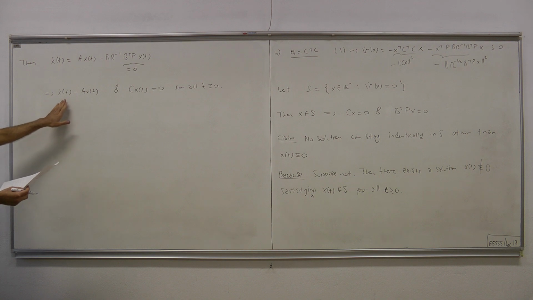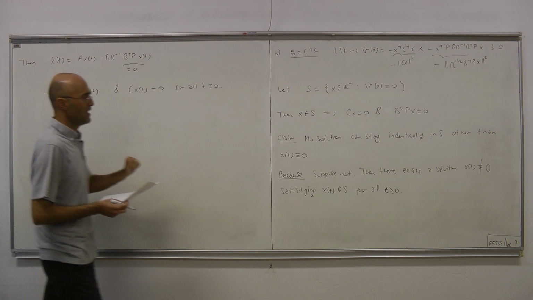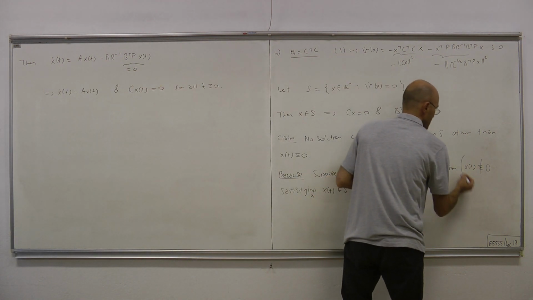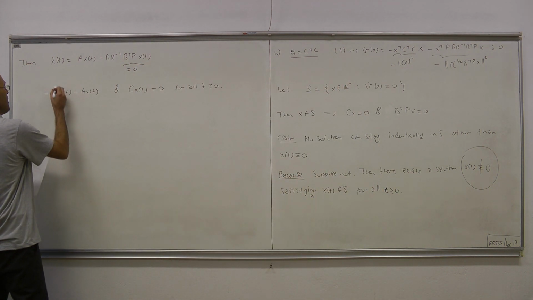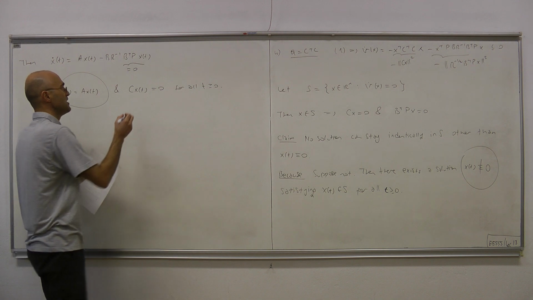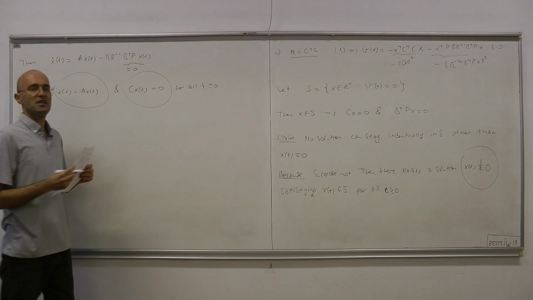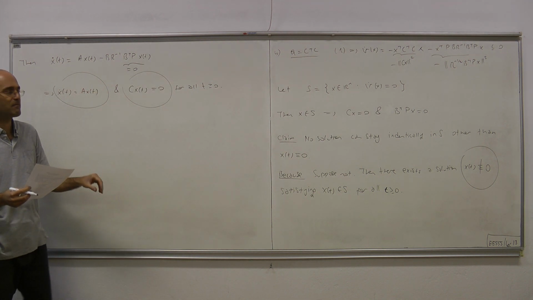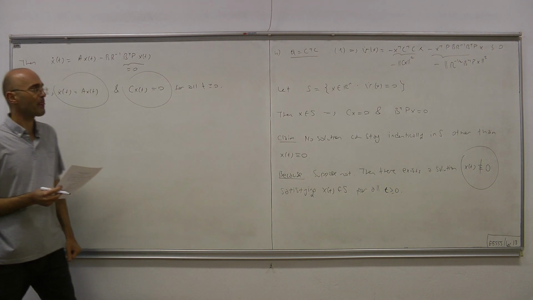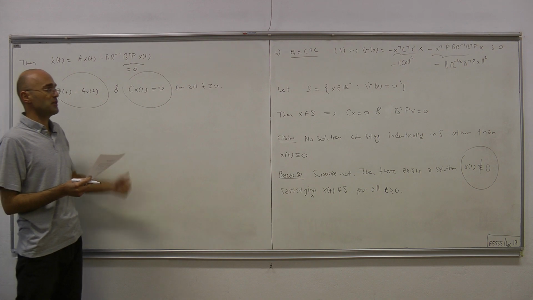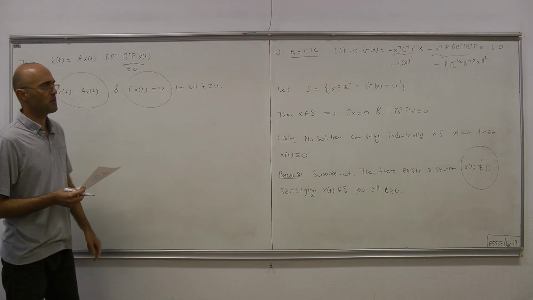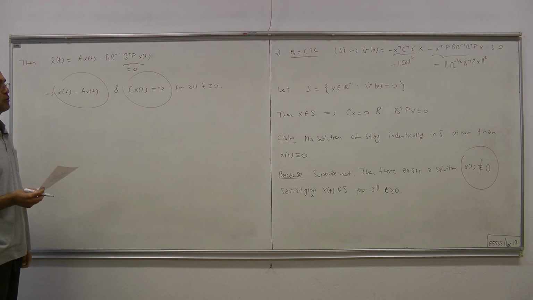Okay, so we're talking about a solution that's not a trivial solution, that's different from 0. It satisfies x dot equals Ax, plus it satisfies C of x equals 0. And from those three equations, one of them is an inequality, we will now reach a contradiction.